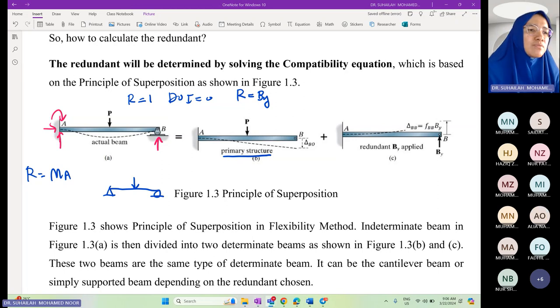Okay, follow je diagram tu. A ada B, ada C, ada actual beam, ada primary beam, ada redundant beam. Okay, choose MA as redundant. Tengok macam mana the diagram look like. Okay, actual beam, primary beam and redundant beam. 5 minit. Ada soalan boleh tanya.